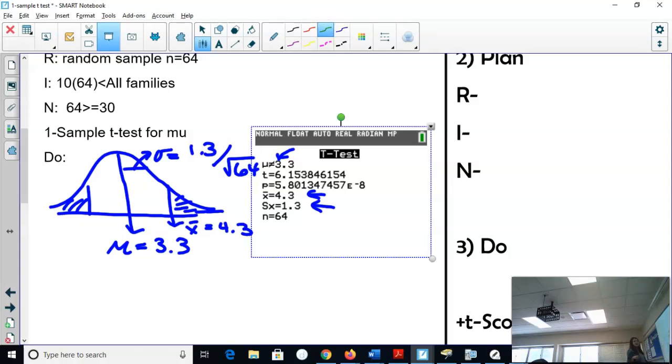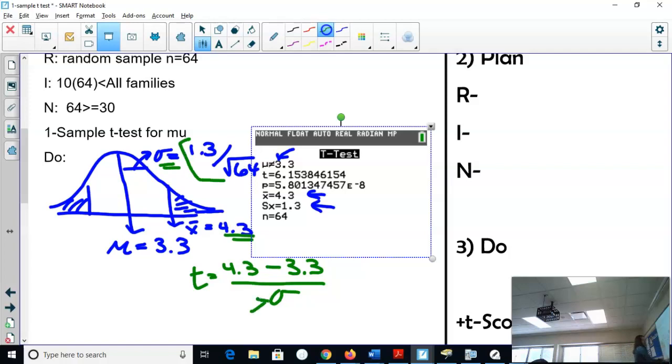Next, ultimately, what am I looking for? I want not z's but t's. I want that t-score. I want work showing 4.3 minus, this is what we observed as statisticians, minus the mean of 3.3 divided by my sigma, which is right here, okay? I have my work right here, so I do not need to put it back in down there. I don't need to be redundant.